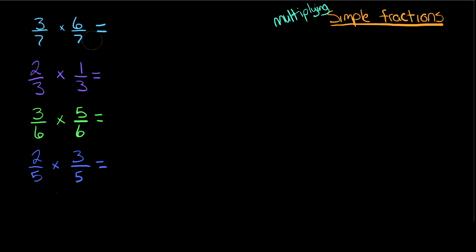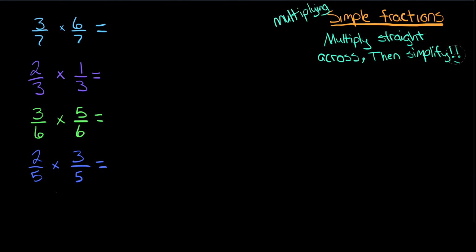We now have our next set of fractions that we're going to be working with, and we're going to be multiplying simple fractions. Yet again, they still have the same bottom number, the same denominator. And the way that you multiply simple fractions is just how you multiply almost any other fraction. So we are going to multiply straight across, then simplify. It's super nice, super easy. So let's get started on multiplying our simple fractions.